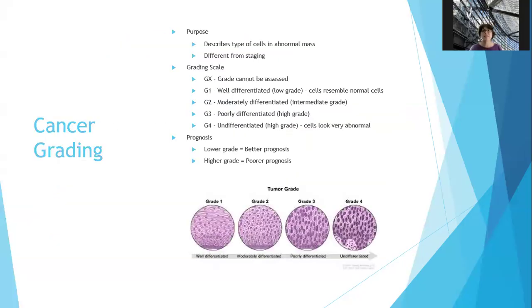Besides staging, there's also grading. If you have a lower grade, you have a better prognosis, and a higher grade has a poorer prognosis. Basically, it's what the cells look like histologically. If the cells are really undifferentiated, it's worse. And if the cells are very differentiated and they resemble normal cells, then it's better. Just to make that simple.